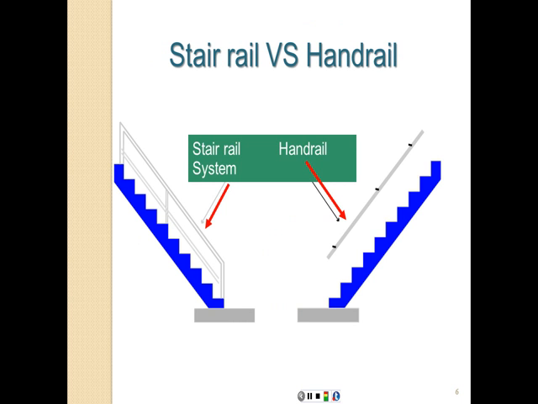A distinction between stair rails and handrails. Sometimes stair rails could be also called guardrails versus handrails. As you can see here from this picture, the stair rail is going to be installed on the outside of the stairs towards the open area, whereas the handrail is going to be installed or mounted on a wall. So this is away from the open side of the stairs.